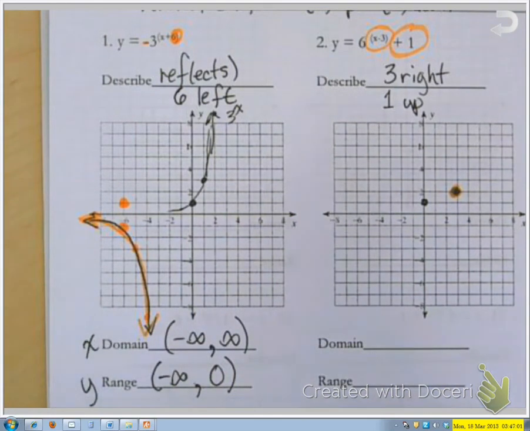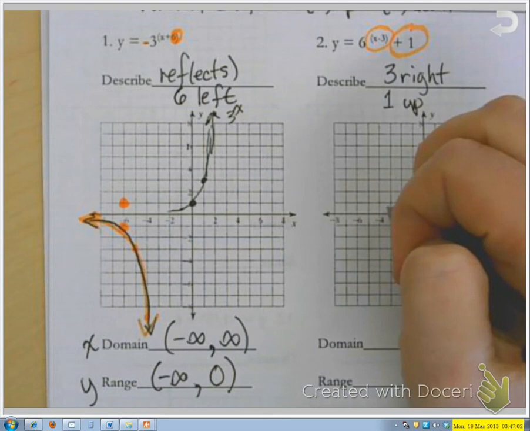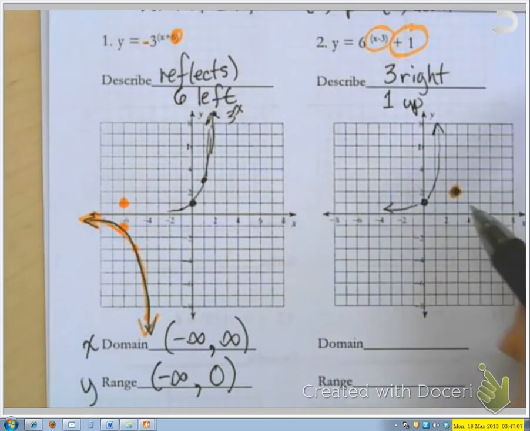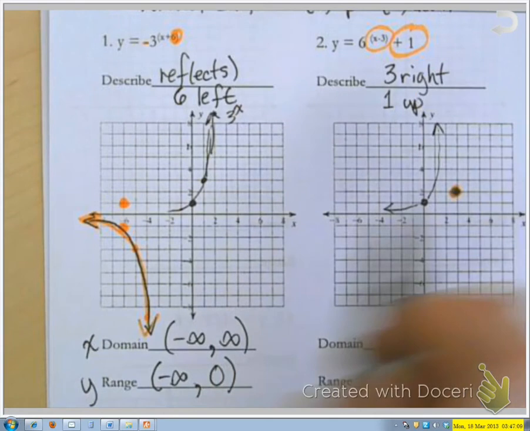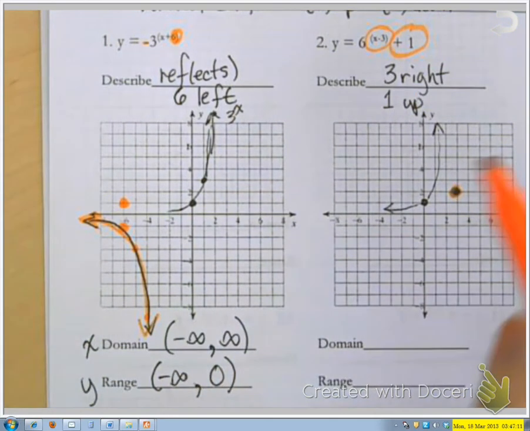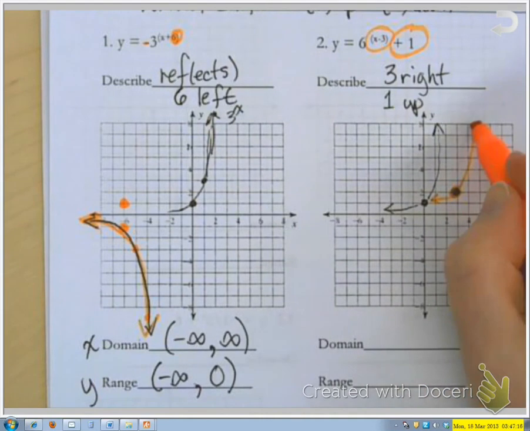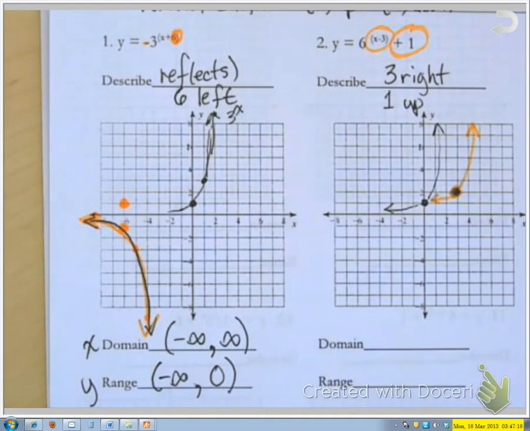So my original curve, which I would have drawn looking like this, okay, is now going to be drawn over here. So we're going to go down, okay, and then it will go up. Just like that, because it's not flipped, it's not reflected. Now notice what happens. Let's look at my domain and my range.